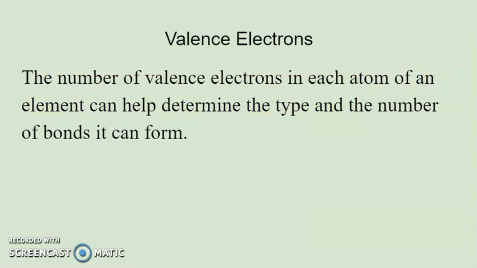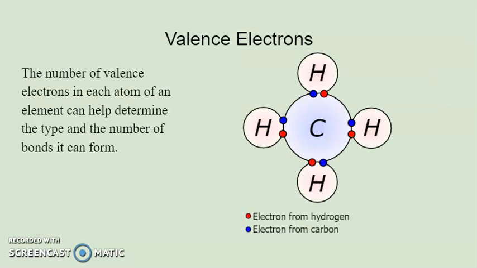The number of valence electrons in each atom can help us determine the type and the number of bonds that it can form. So if hydrogen has 1 valence electron, then it can form 1 bond, and so on and so forth. And you can see an example of that right here. Carbon has 4 valence electrons, and that number of electrons in carbon helps us determine how many bonds it can form. Because there are 4 unpaired electrons, it can form 4 bonds.